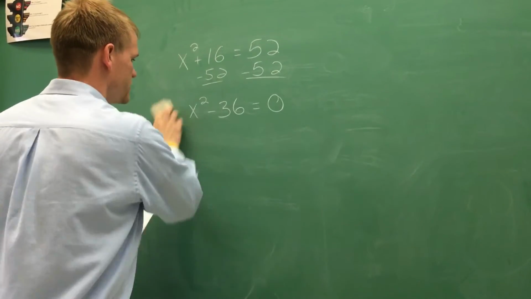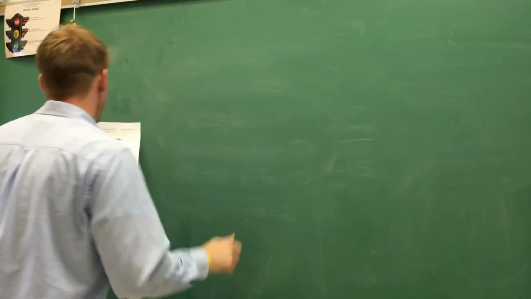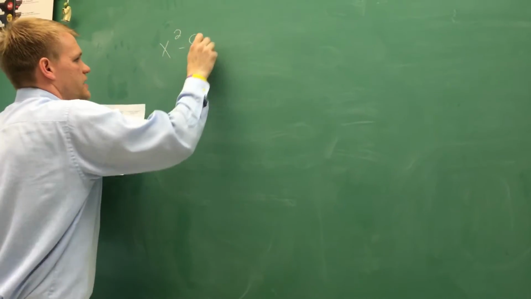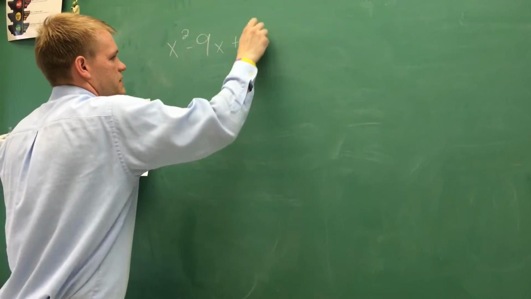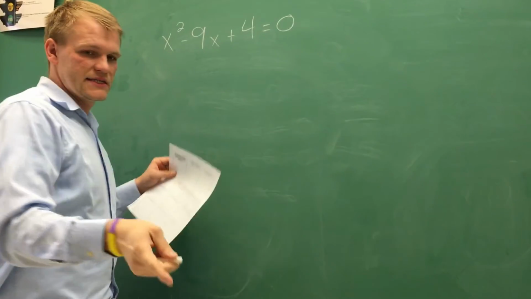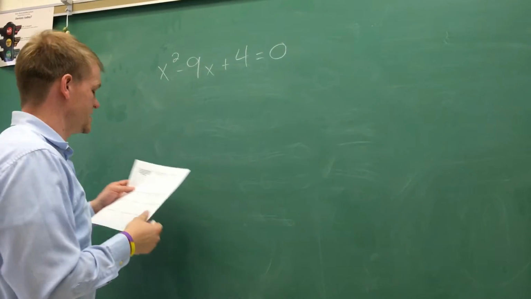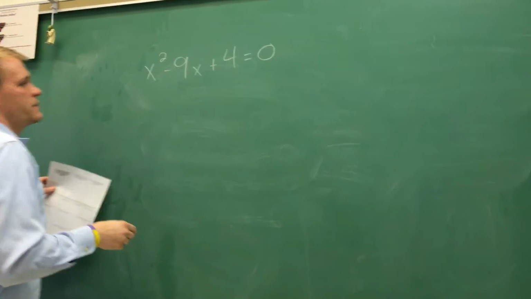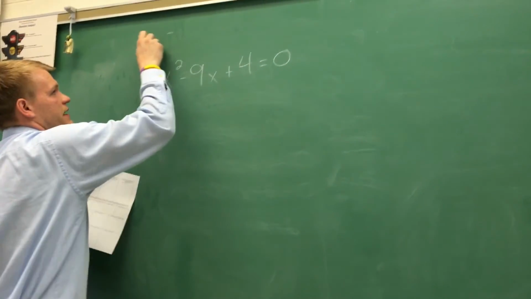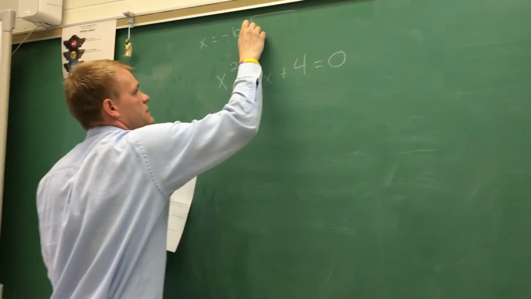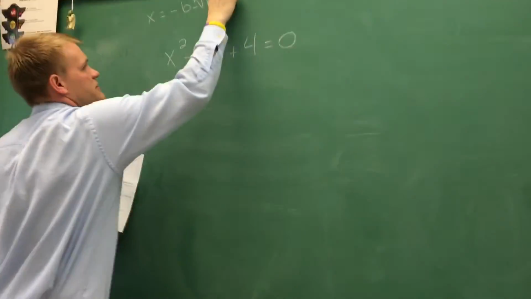Moving on to the next one on the back. Number 18, it says to solve this using the quadratic formula, x squared minus 9x plus 4 equals 0. My assistant over here needs to have a calculator ready when I ask them to do this. So, the quadratic formula is x equals the opposite of b plus or minus the square root of b squared minus 4ac all over 2a.